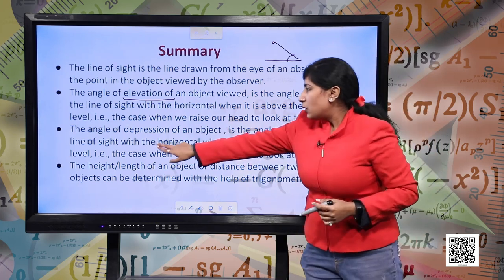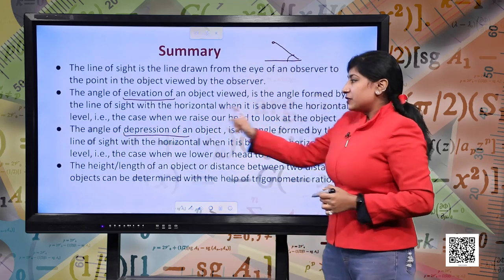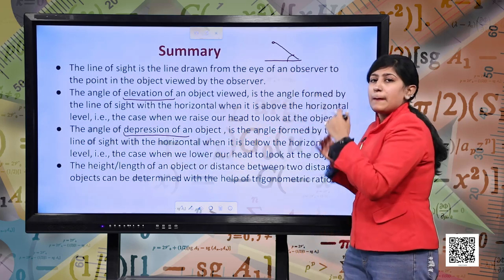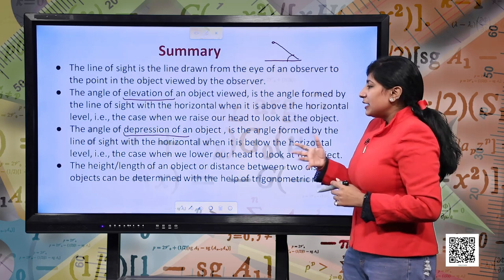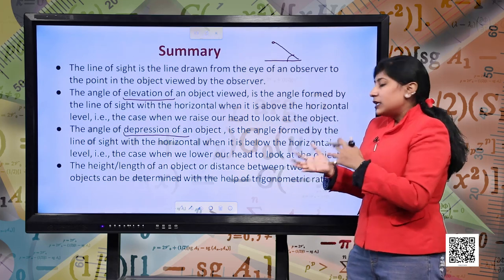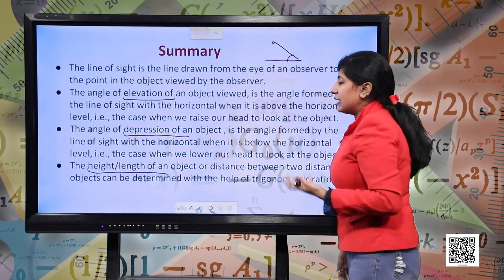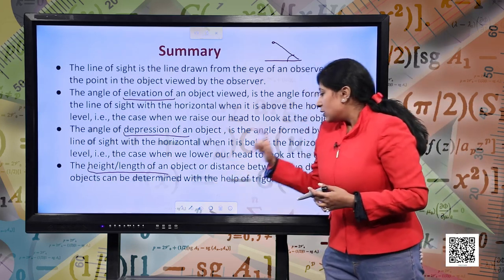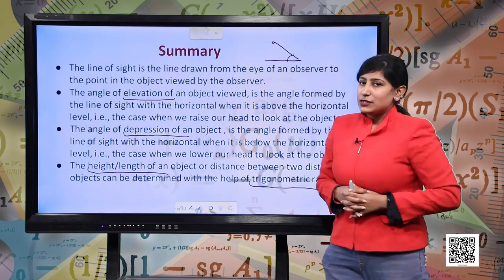In the same way, the angle of depression of an object is the angle formed by the line of sight with the horizontal when it is below the horizontal. So the last point, see, we have done many questions, many real life problems where we were given some height, length, distance or angles, and we needed to find different remaining components. So the height or length of an object or distance between two distant objects can be determined with the help of, yes, trigonometric ratios. So I hope that you understood this session.